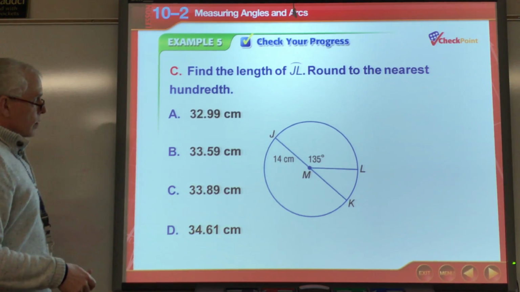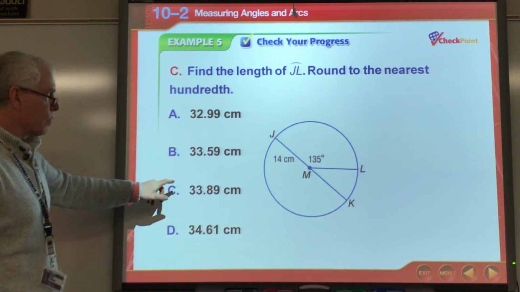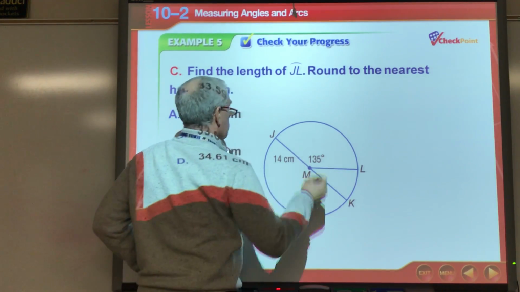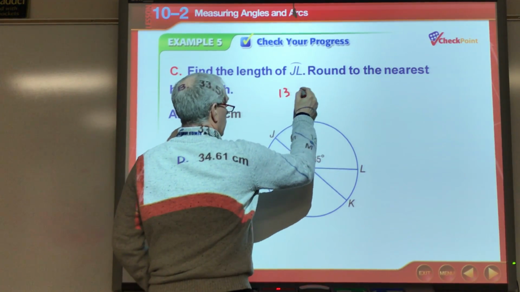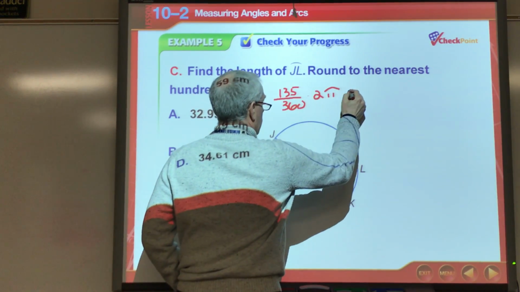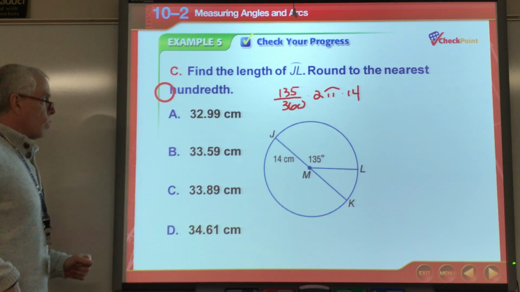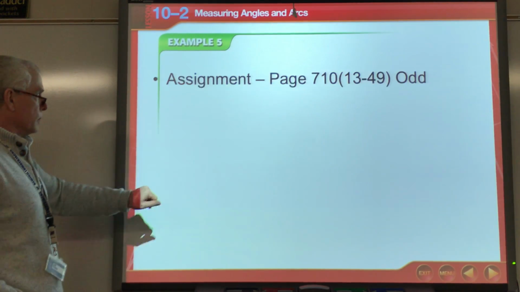Arc length for this one, this is the same thing except 135, you guys. So 135 over 360 times 2 times pi times 14. It's going to be close, not quite the same, a little smaller.